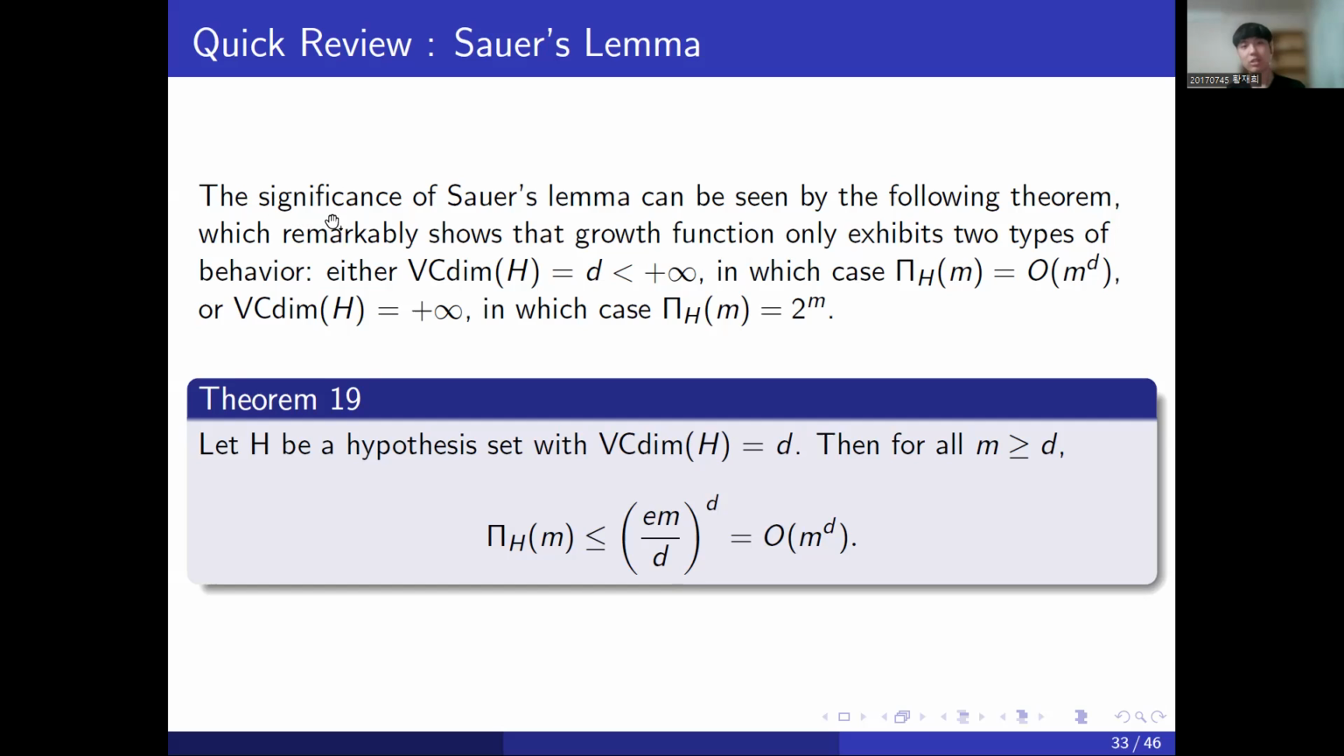The significance of Sauer's lemma can be seen by the following theorem, which remarkably shows that the growth function only exhibits two types of behavior. If the VC dimension is finite, say d, in which case the growth function of hypothesis set H is big O of m to the d. Or if the VC dimension is infinite, in which case the growth function is equal to 2 to the m.